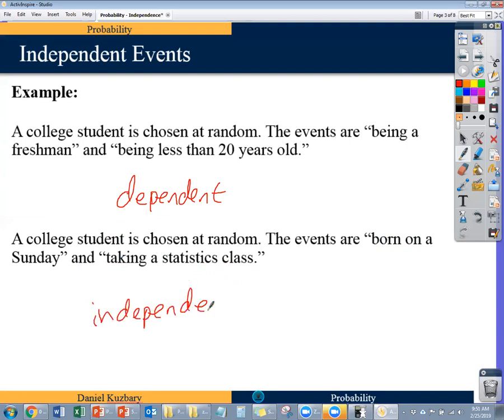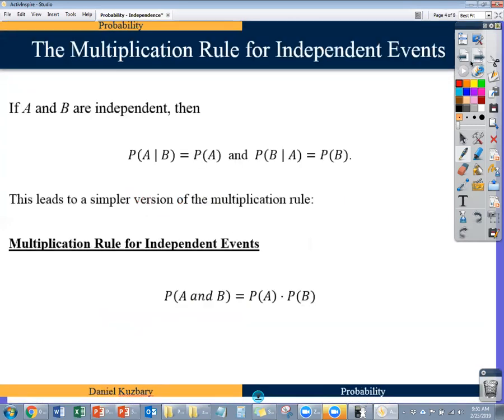Oftentimes we can tell two events are independent because we know one doesn't affect the chance the other one happens. Sometimes we don't know, and we're going to have to be told or inquire about it. But most of the time, at least in the problems we're going to look at, it's going to be pretty clear whether we're dealing with dependent events or independent events. Like I said before, if they're independent, these conditional probabilities reduce to simpler versions. Notice how this B and this B are the same, this A and this A are the same. The given thing just doesn't affect the probability.